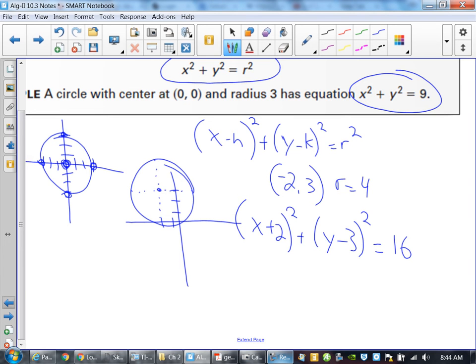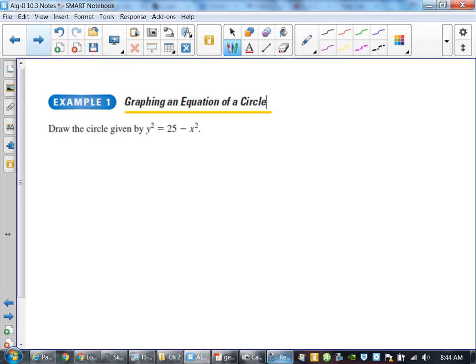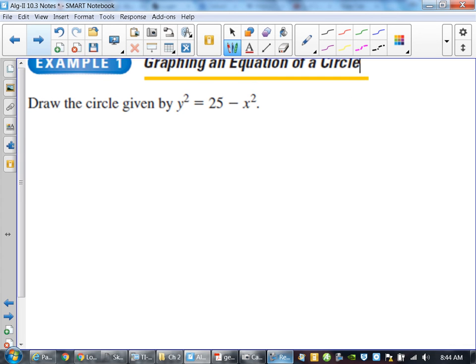Working with circles is going to be relatively simple. If I want to graph the equation of the circle given by y squared equals 25 minus x squared, like I said, everything's going to be centered at the origin, so it should be pretty happy time. We just need to get it in that standard form. If it's y squared equals 25 minus x squared, how do you get it in the standard form? Just add the x squared over. So you get this. What's your radius? 5. That's it. Graph it.